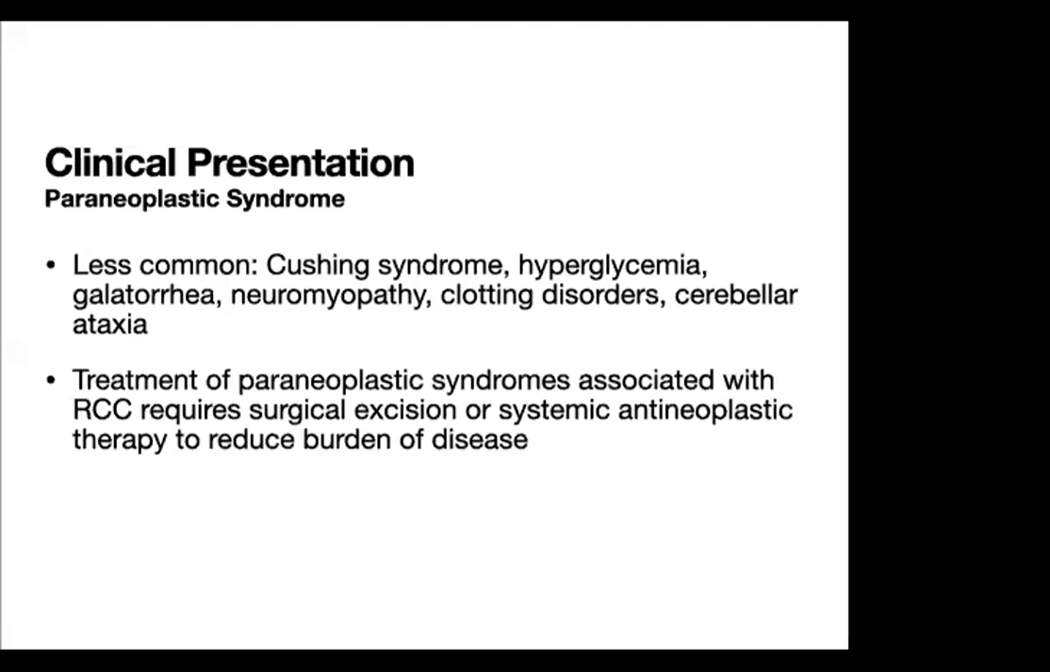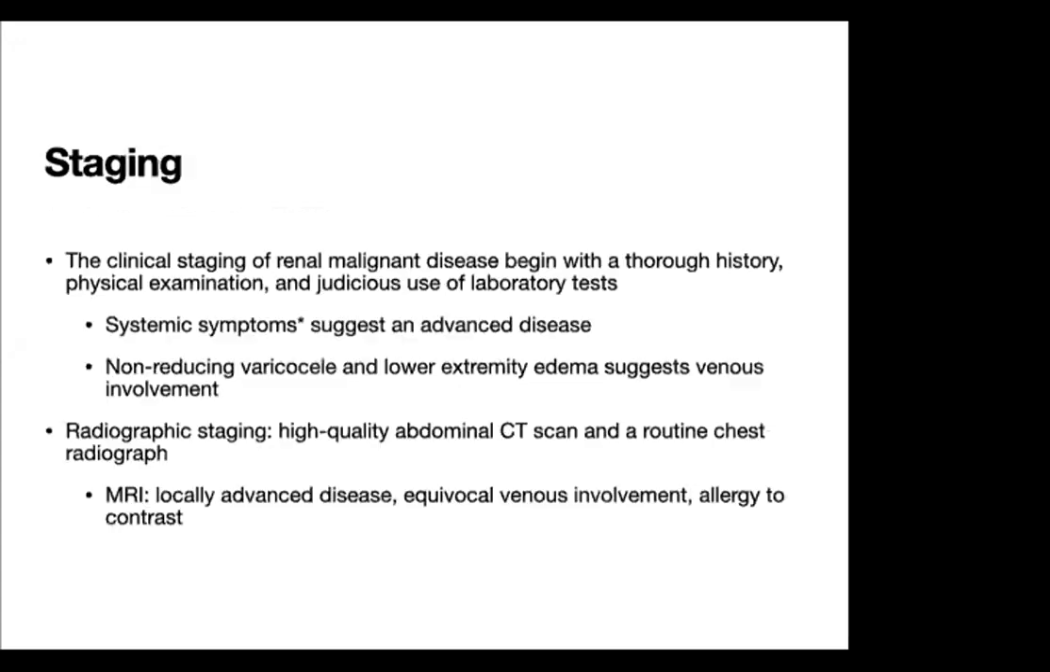Less common symptoms of paraneoplastic syndrome include Cushing syndrome, hyperglycemia, galactorrhea, neuromyopathy, clotting disorders, and cerebellar ataxia. The treatment of paraneoplastic syndrome associated with RCC requires surgical excision or systemic antineoplastic therapy to reduce the burden of disease. So now we move on to staging.